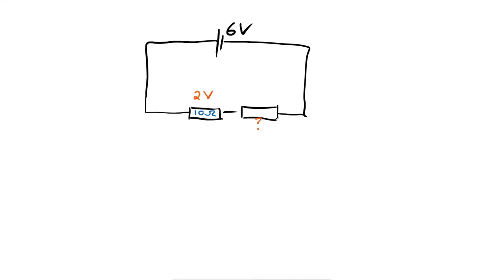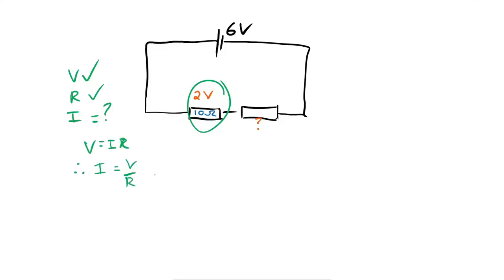Well, firstly, we need to find out one more thing about this first resistor. We have V and we have R. What can we find out about this resistor then? We can find out the current. Of course, for that, we can use V equals IR, rearranged. Current is equal to V divided by R. So that's equal to 2 divided by 10. And that gives us 0.2 amps.